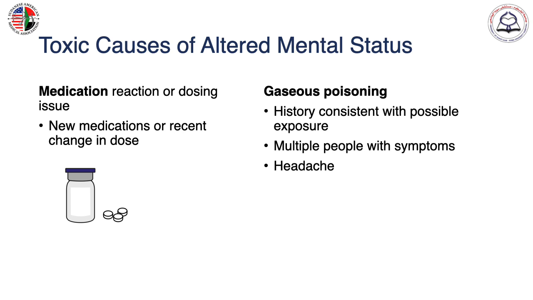Toxic causes of altered mental status also include medication, when the patient gets a new medication or a medication overdose. Gas poisoning can happen because of a history of exposure, and it can affect many people, as in an industrial accident. The patient can have headache.